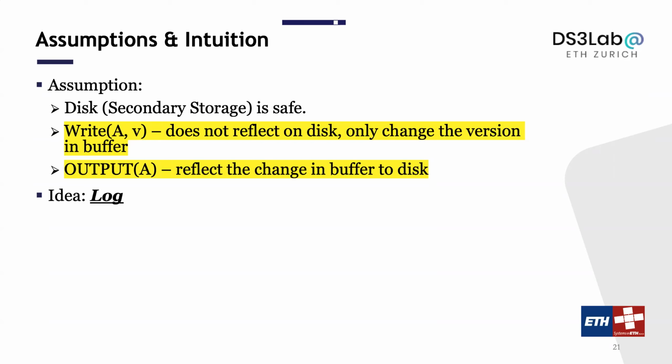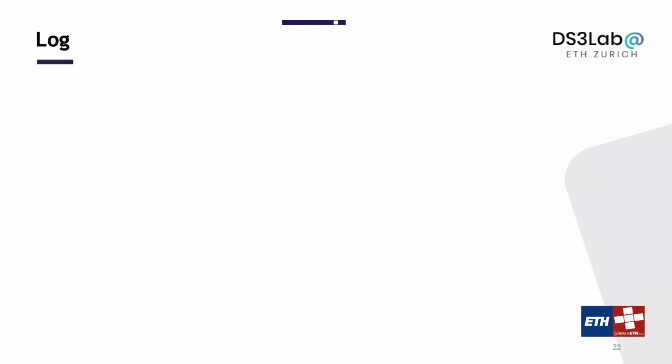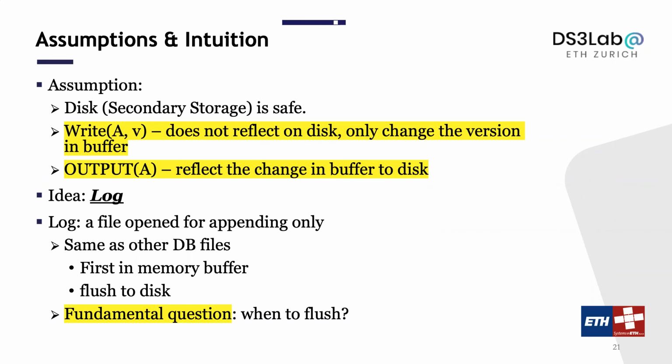The only reason we decompose this tool is that the output of A needs to have a very interesting correlation with the flush of the log. Output and flush are not the same thing. Output A is on the relation. Flush log is on the log, which is a separate file. So what is output? Output simply means a flush.